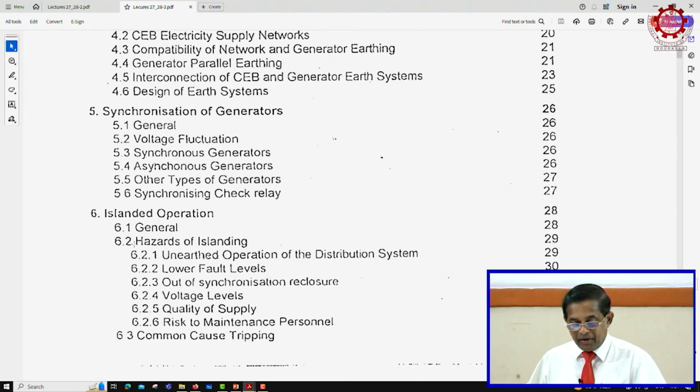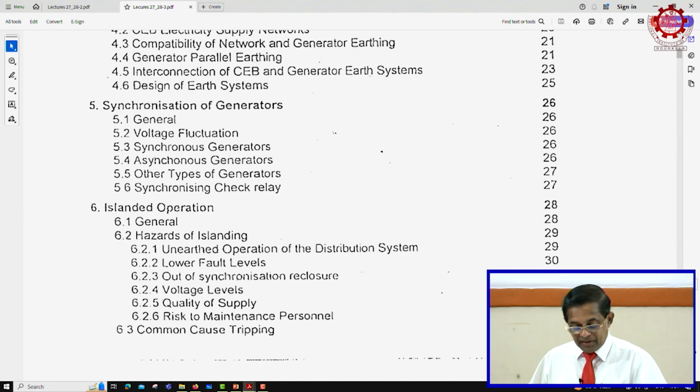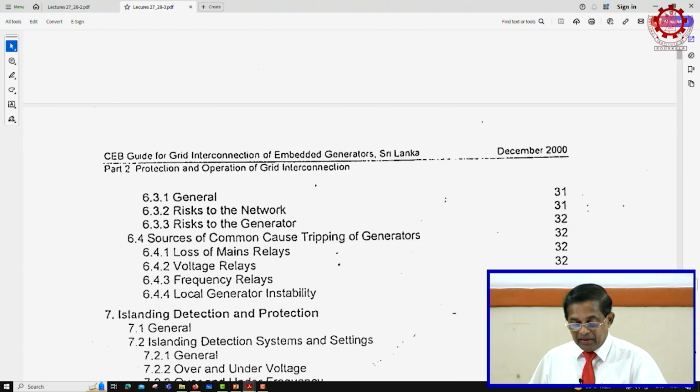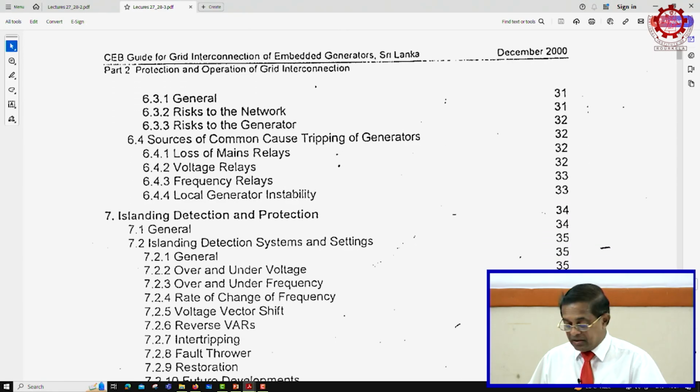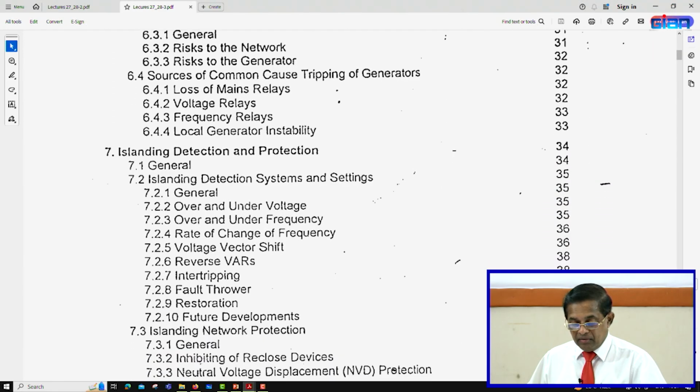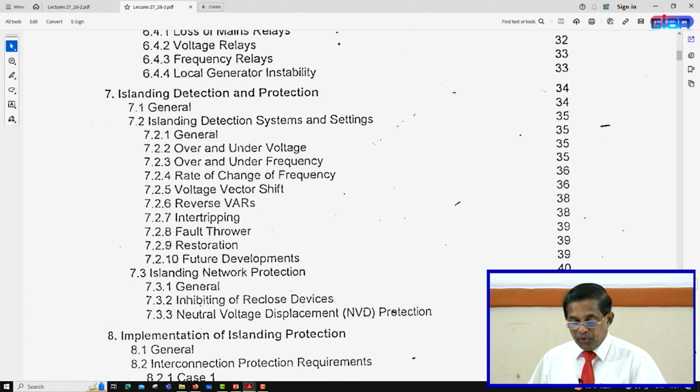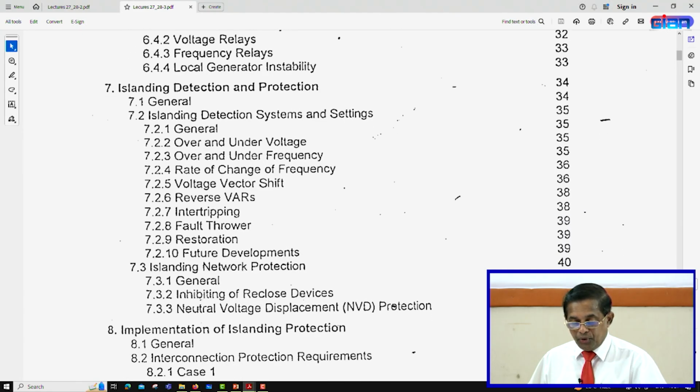Then the islanded operation, hazardous islanding, unearthed operation of the distribution system, low fault levels, out of synchronization reclosing, voltage levels, quality of supply. So, we do not have time to thoroughly study this, but I am just browsing through it, so that you get some idea, and then you can make sure that you get hold of the relevant grid code for you, and then accordingly design your systems.